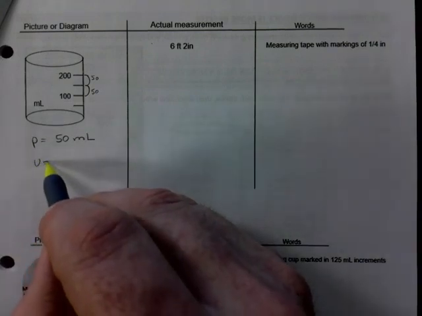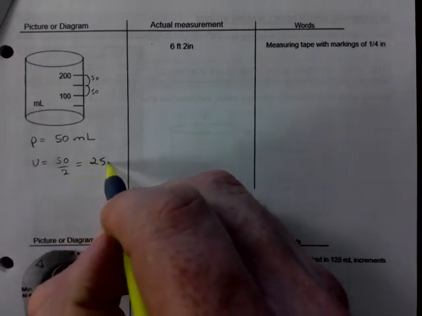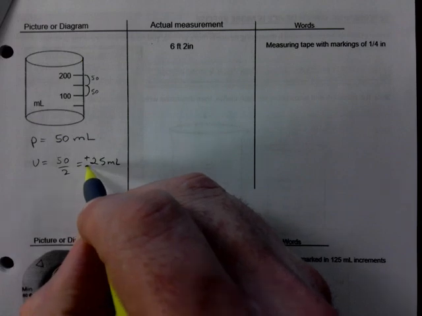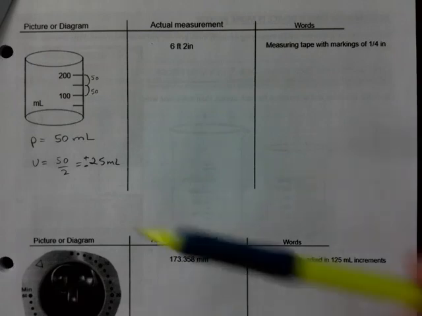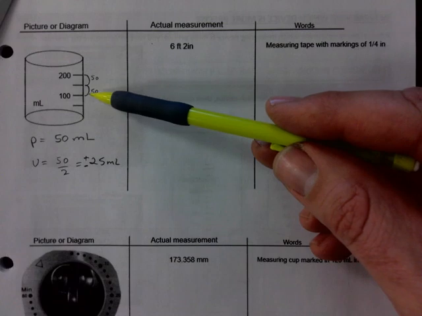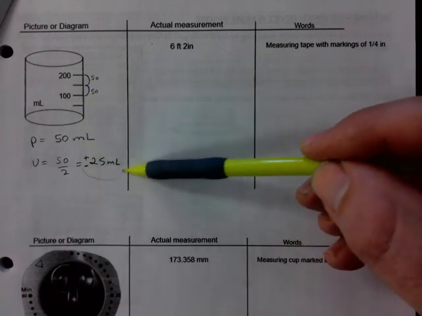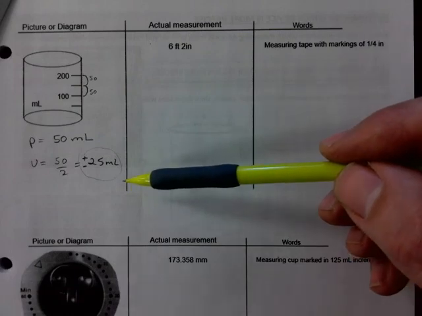And uncertainty, can we do mental math here? I think so. 25 mLs, right? And there's a plus or minus there. So what you just found out is that this thing can measure to the closest 50 milliliters, and you can be off by 25 milliliters either way. Okay?